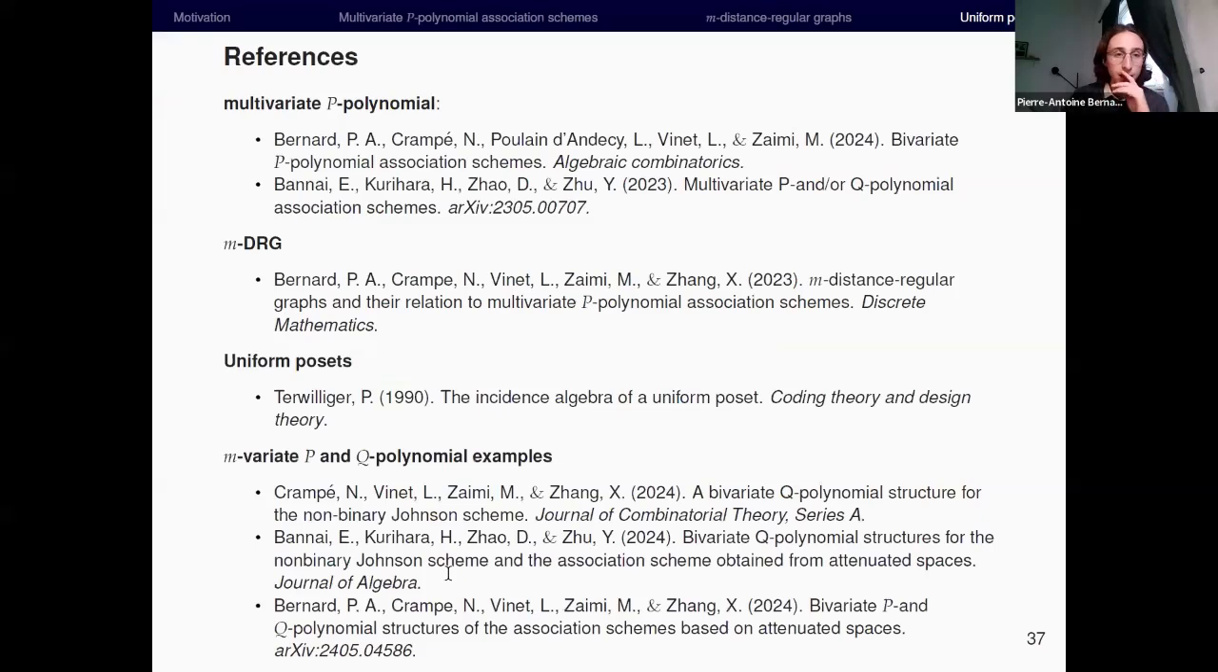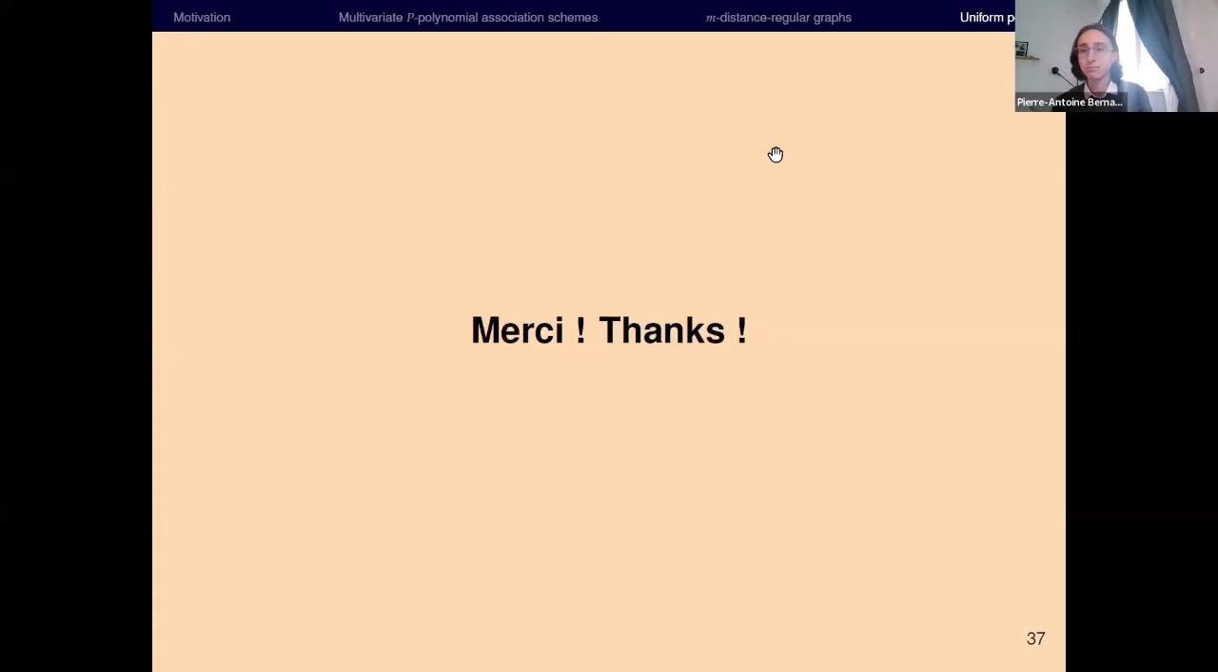If any of you are interested, here are some references on these different things. If you want the definition of multivariate P and Q-polynomial schemes, it's the second reference by Bannai, 2023. M-distance regular graphs, it's the third reference. I also highly recommend the paper of Paul on uniform posets, the incidence algebra of uniform posets. I found it really interesting, so I think it's the best reference on this. There are also many papers on special cases of M-variate P and Q-polynomial schemes, listed below. Thank you all for your time.